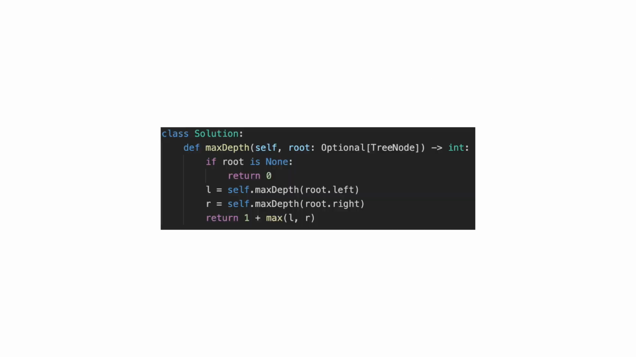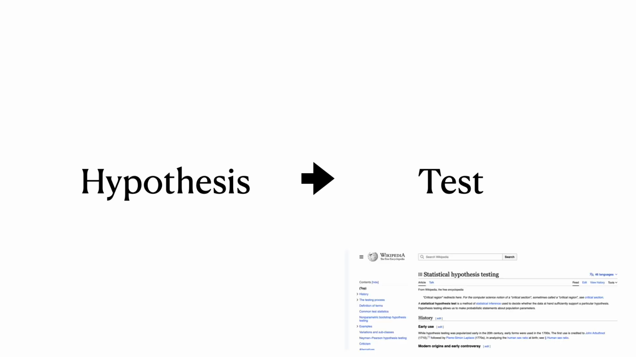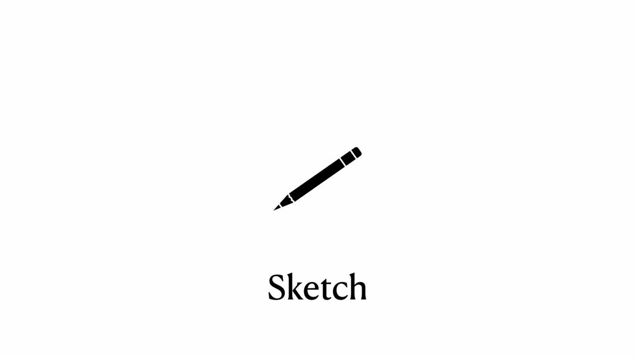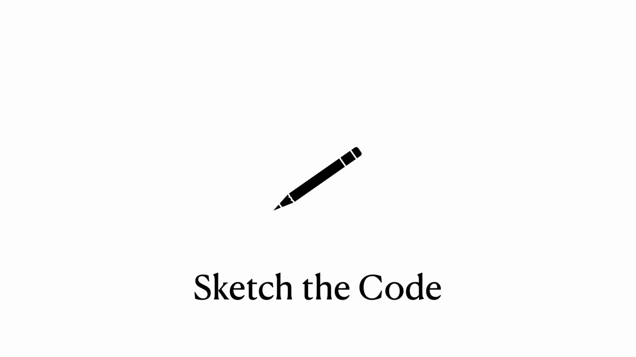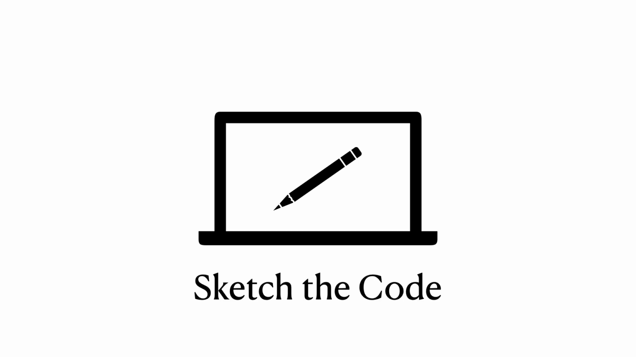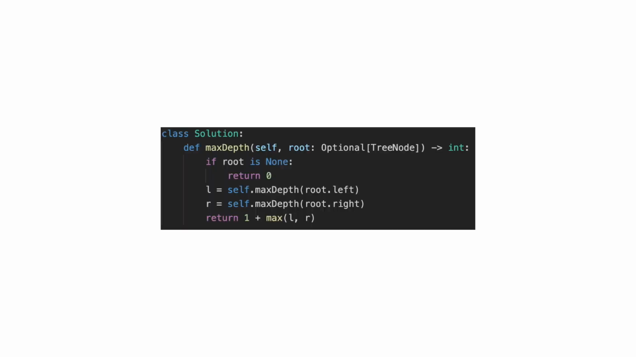Sketch. Here is the code that we've made a few seconds ago. However, this is a hypothesis. To prove the hypothesis, you should test it. This is called statistical hypothesis testing. All hypotheses require tests. Then how? Sketch. Sketch the code. Sketch the code with your computer. This is my secret recipe.